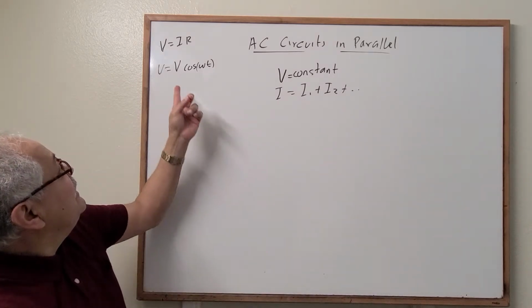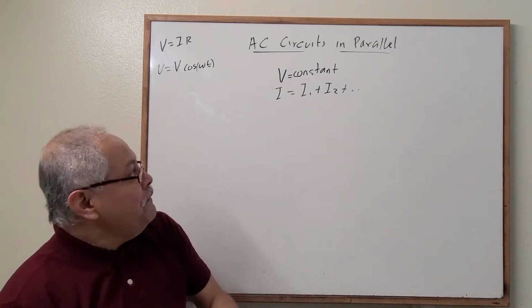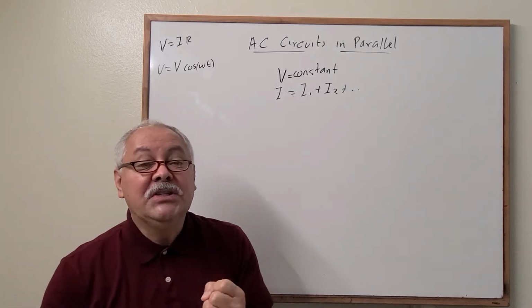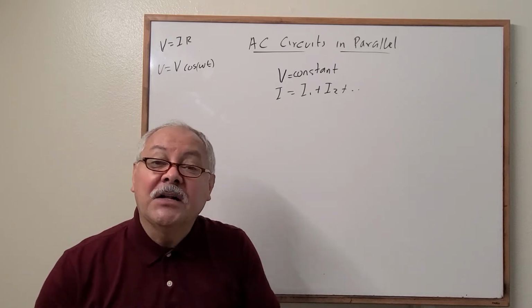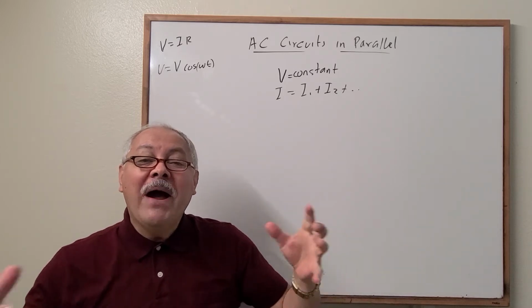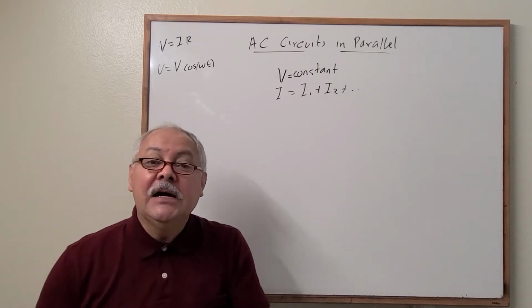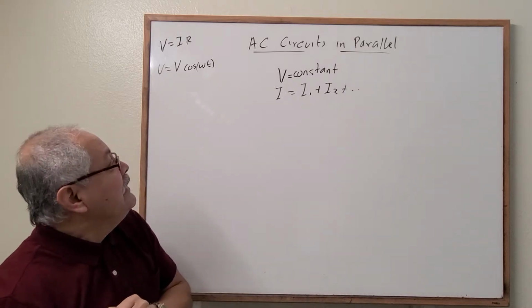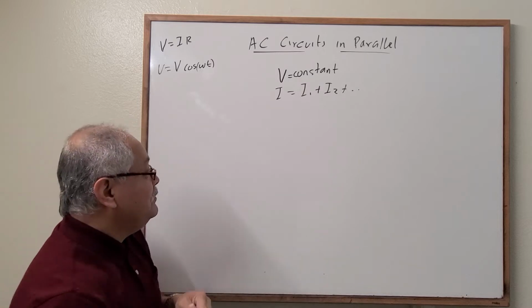Great. Now using this value for voltage, let's find the current when we're dealing with resistors only, when we're dealing with capacitors only, inductors only, or when we combine them. Okay, let's do it. Also, let's find the average power for each case. Great. Let's start with resistors in parallel.